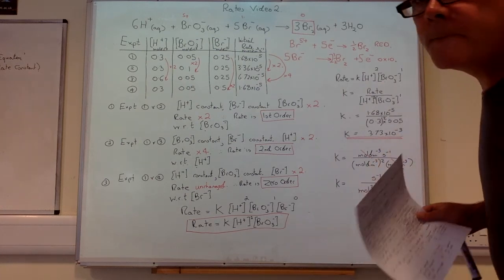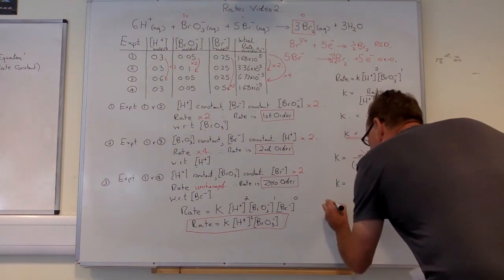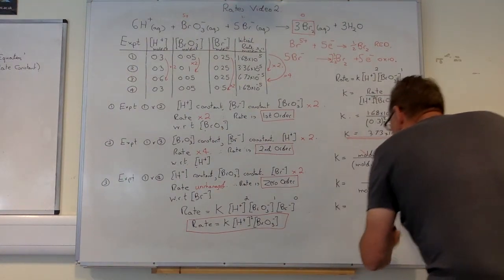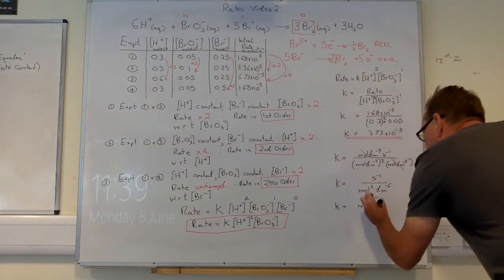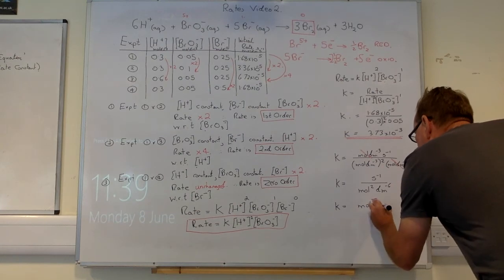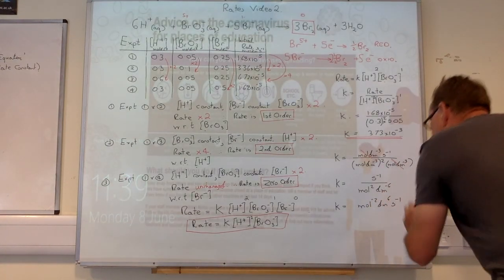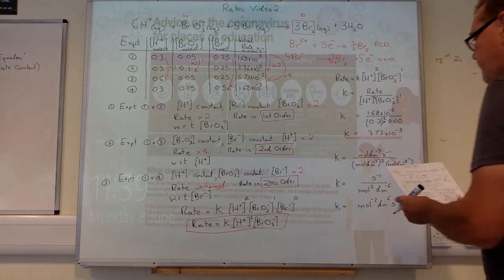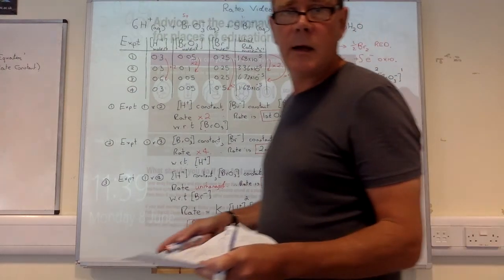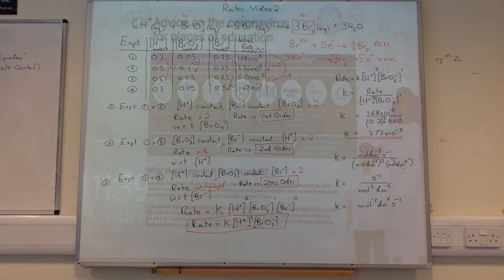So then, nearly there now, that's no good for units. Lift it up, moles, when you lift these up, you change the sign, minus 2, dm plus 6, seconds to the minus 1. Those are the units of the rate constant for that particular reaction. Okay, that's how you do it.